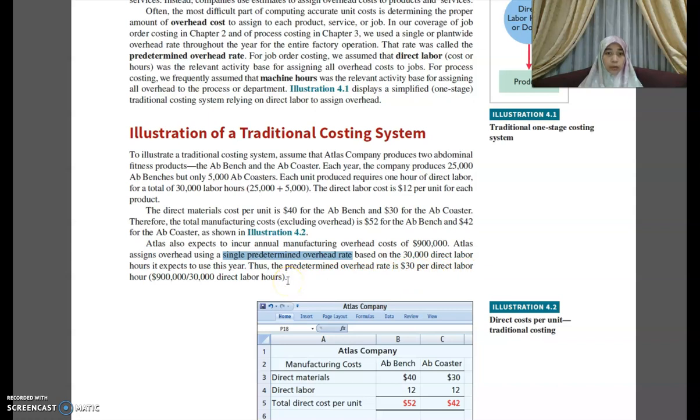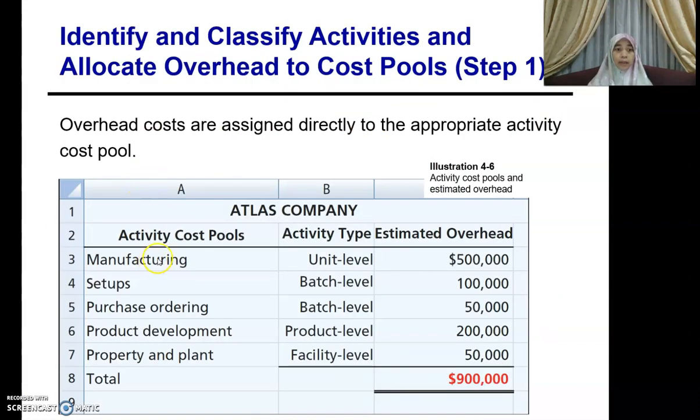But now we are using activity-based costing. If we use activity-based costing, the total overhead cost still remains the same, but how you assign it to each of your products is different. Instead of using a single rate, you now have to use multiple rates, and those multiple rates are based on activities. So now the 900,000 has to be identified, classified into activities and allocated to cost pools.